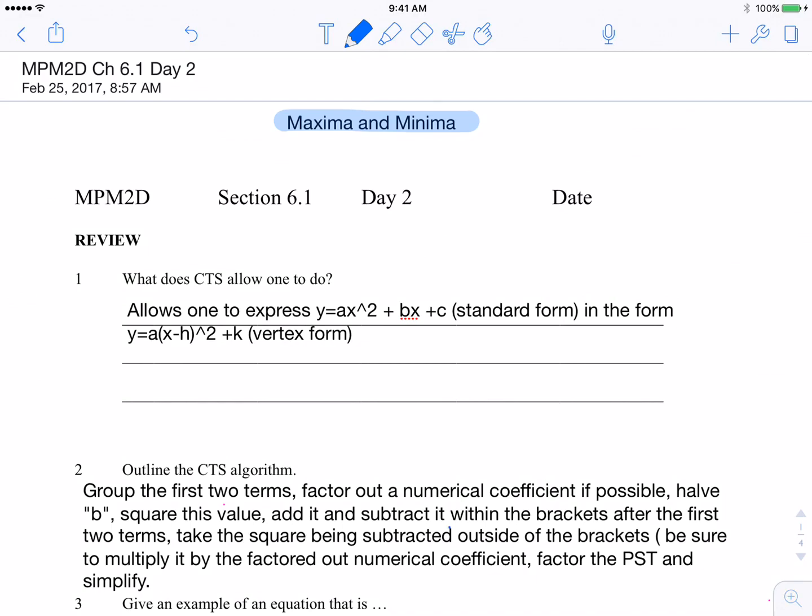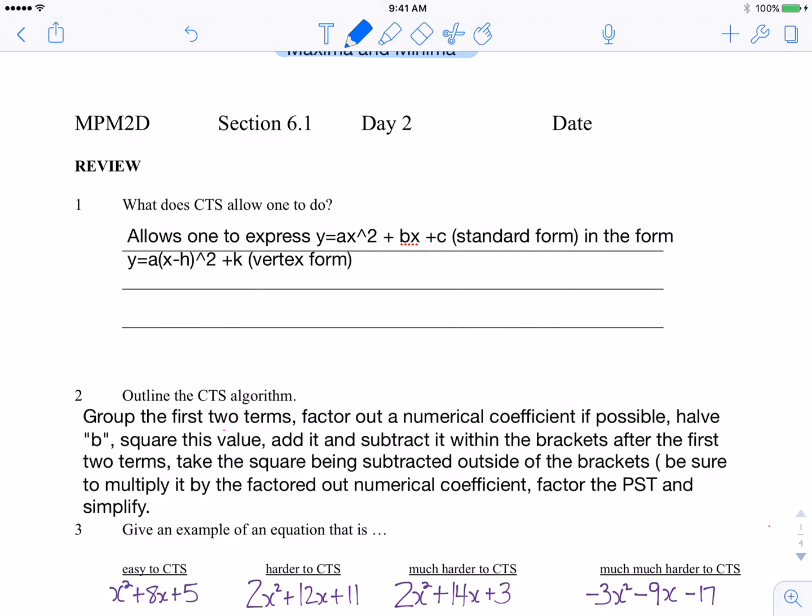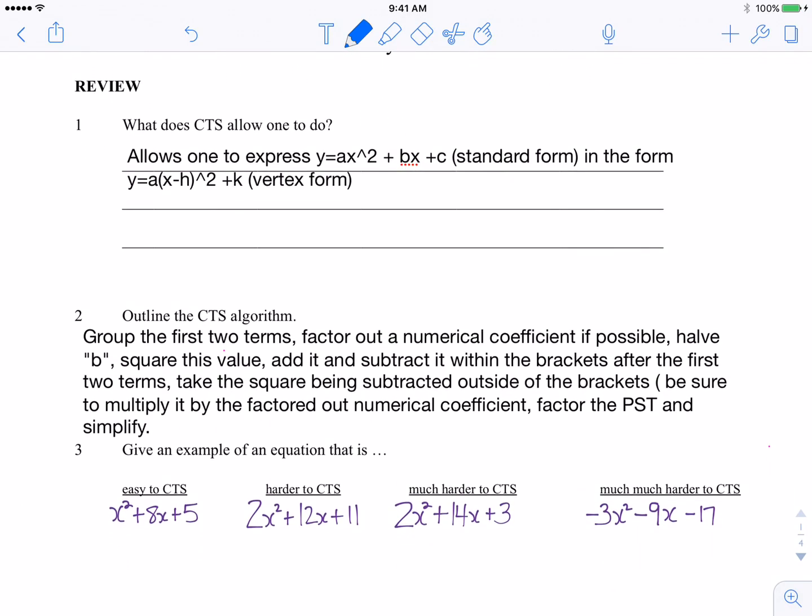Okay, we're on day 2 of Maxima and Minima, and we're going to do a quick review of what completing the square is. Now, you've done some of the homework already for this, or the seat work for this, and you've seen some examples, but we're going to review it just to make sure we know why we're using completing the square. So this allows you to express standard form in vertex form. So ax squared plus bx plus c is standard form, and we can use completing the square to express that same quadratic equation in vertex form. That allows us to much more easily understand what the problem may look like, what the vertex is, etc.